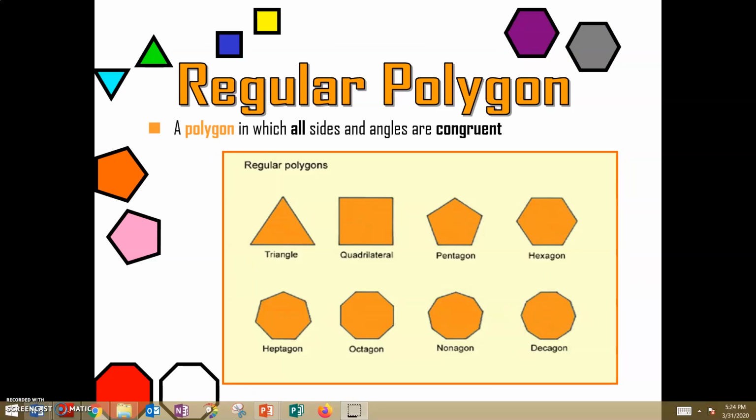All right, so now we're going to move on to our regular polygons. Recall that a regular polygon is one in which all sides and angles are congruent. So this formula that I am going to show you only applies to regular polygons.